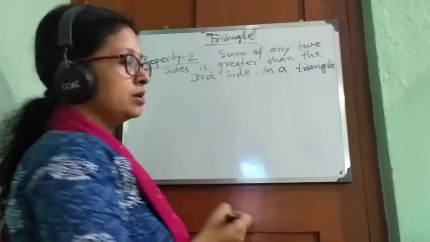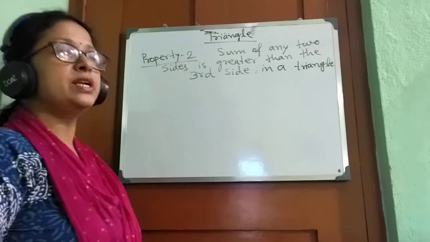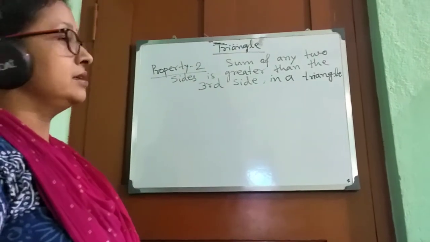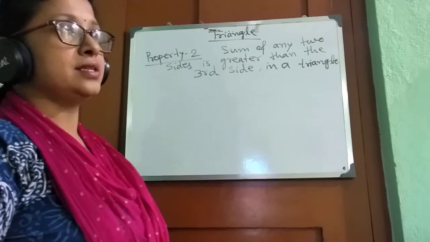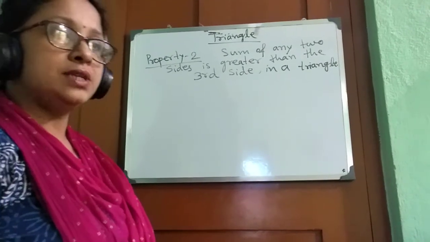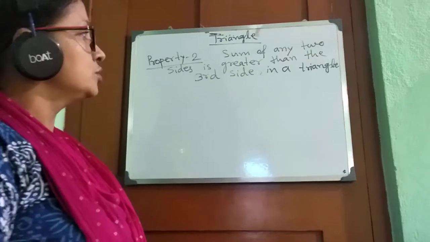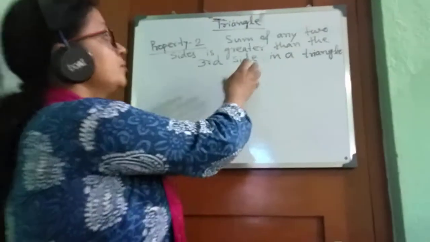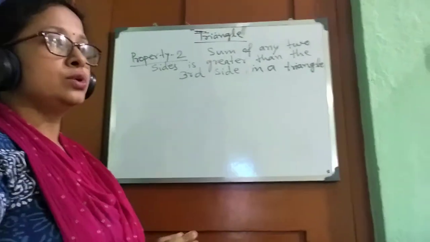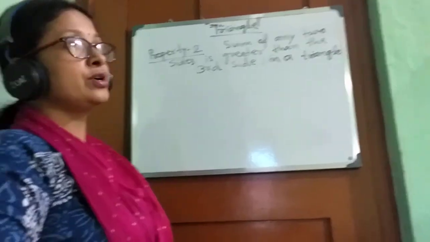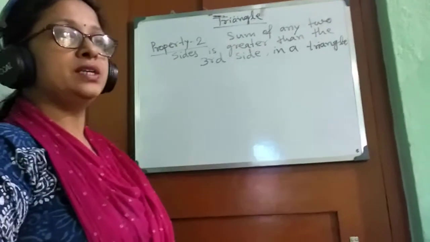You know, a triangle is possible to draw when the sum of any two sides is greater than the third side. If it is less than or equal, then it is not possible. I will prove this theorem, but before proving it, we have to know some inequality relations of the triangle.